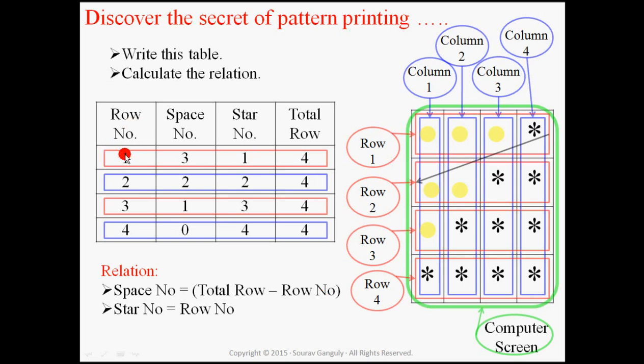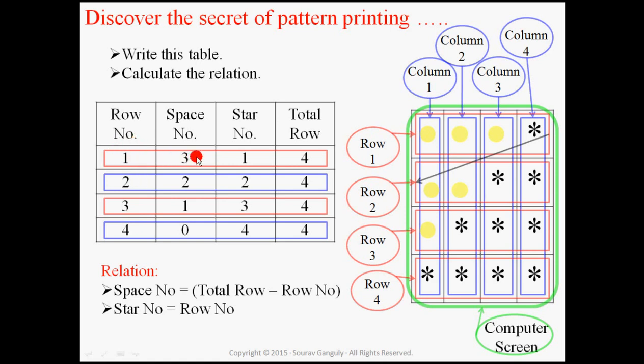Row number is 1. That means this is row number 1. It contains 3 spaces, these 3 spaces, and 1 star, this one symbol star. And this whole problem contains 4 rows, so I write 4 here. The computer system always prints row by row, so I take care of the first row first, then the second row, then the third row, then the fourth row.